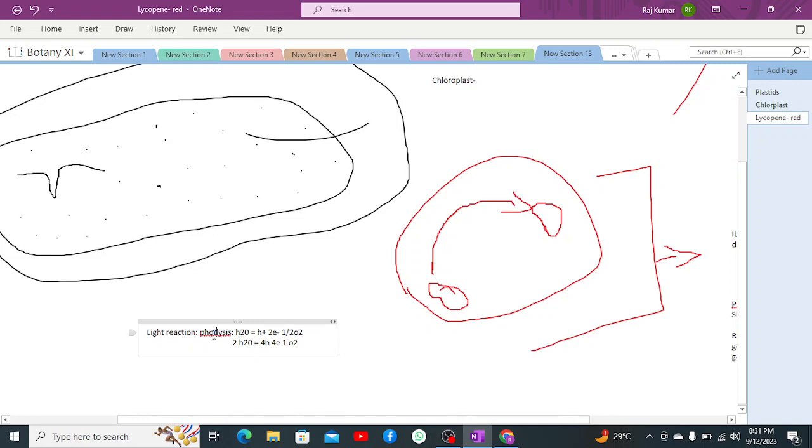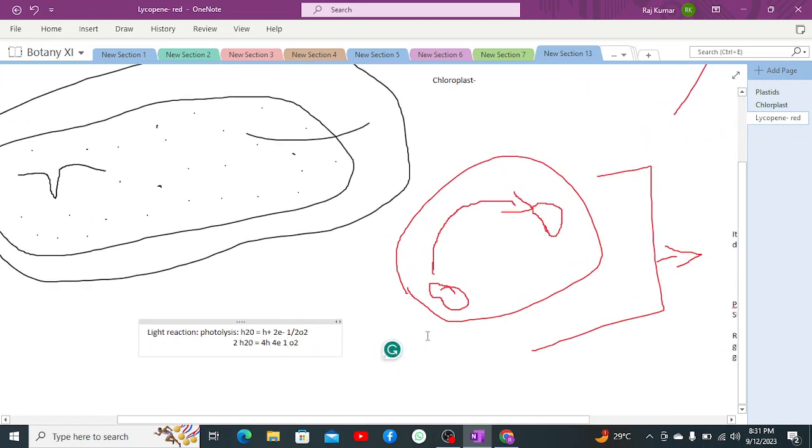So, as the name suggests, photolysis: photo means light, lysis means splitting. So photolysis is the process in which the splitting of water takes place in the presence of light. Water is being split by utilizing the energy of sunlight, due to which it is split into protons, electrons, and oxygen molecule, such that there are four protons, four electrons, and one oxygen molecule during the photolysis of two water molecules.